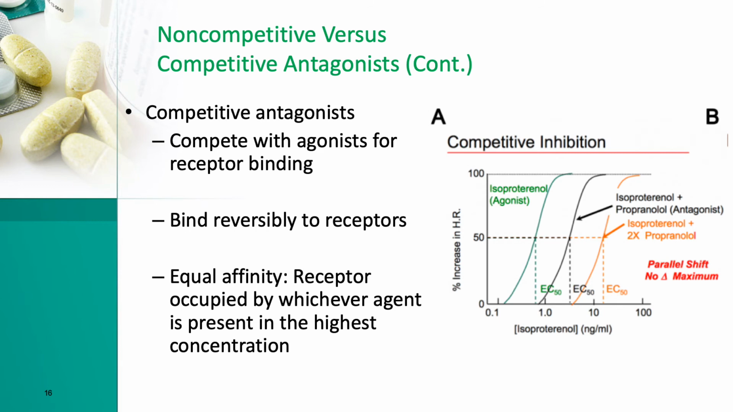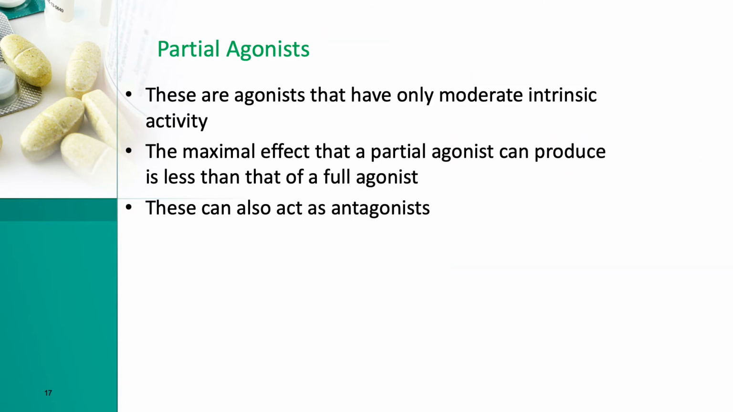Note that the maximal response achievable with the agonist is not reduced. Competitive antagonists simply increase the amount of agonist required to produce any given intensity of response. The vast majority of clinically used drugs that act as receptor antagonists are competitive antagonists. Partial agonists are agonists that produce less than a full response when they fully occupy their receptors. In contrast, full agonists produce a full or maximal response.